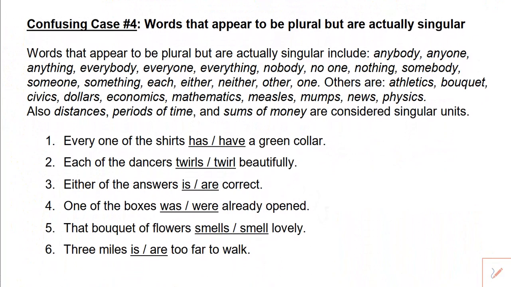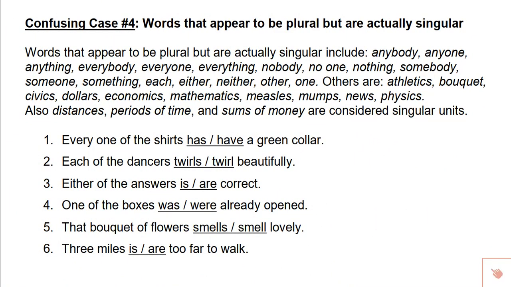Let's look at confusing case 4. There are situations where words appear to be plural, but they are actually singular. Some examples of those would be anybody, anyone, anything, and any variation of that with every, no, and some. Also each, either, neither, other, and one. Also, groups of individuals or a subject that has S in the end, but really it's referring to one particular grouping. Athletics, bouquet, civics, dollars, for instance. And distances, periods of time, and sums of money.